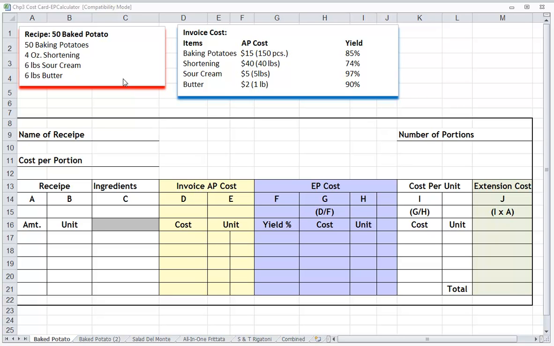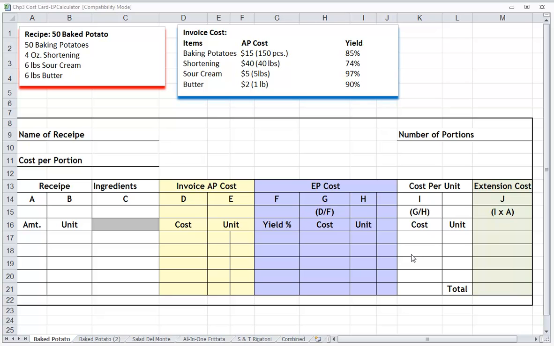But that doesn't matter. Even if you end up purchasing a lot more than what your recipe requires, we can still go ahead and figure out how much it would cost you to produce one baked potato using a tool called a cost card, which is the table that is listed right over here.